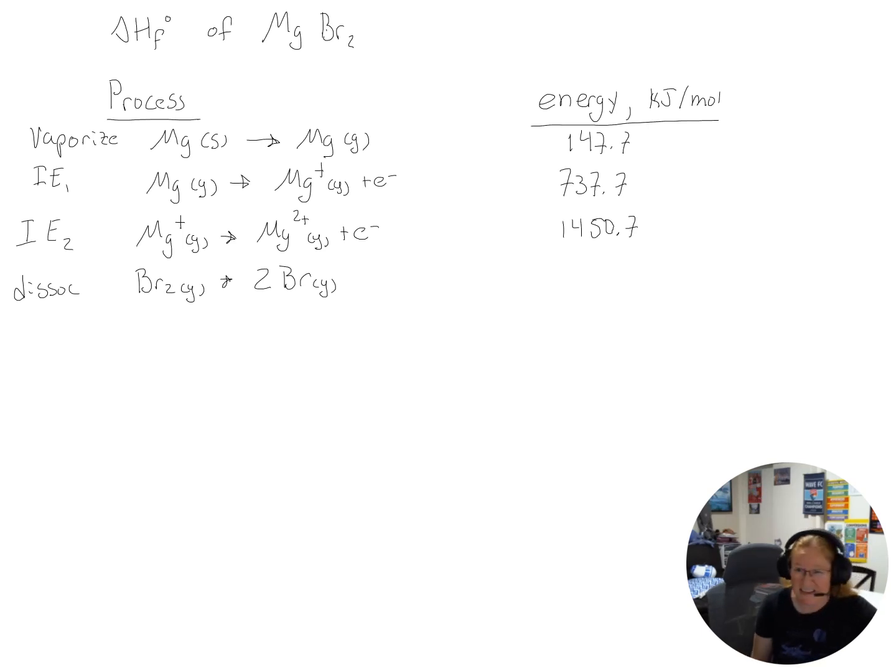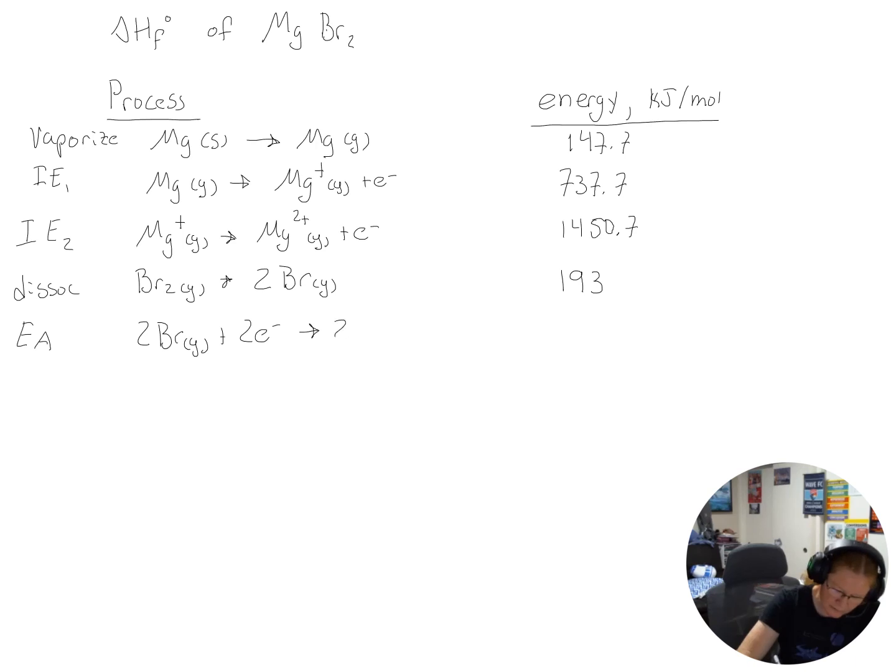Okay, we don't have to cut this in half because we need both of the bromines, so that's going to stay the 193. We need that electron affinity, so I have 2 bromines plus 2 electrons gives me... Now this one I have to double because I'm putting electrons into 2 bromines, okay?